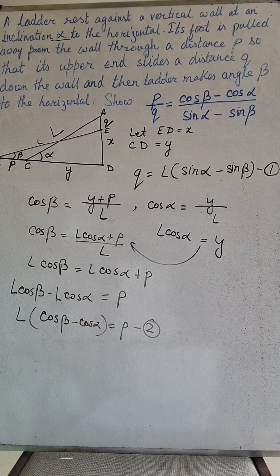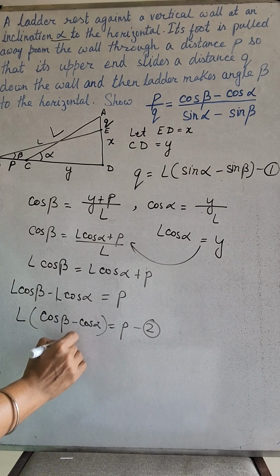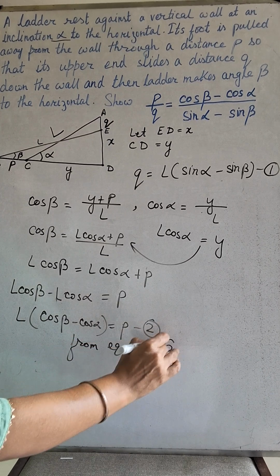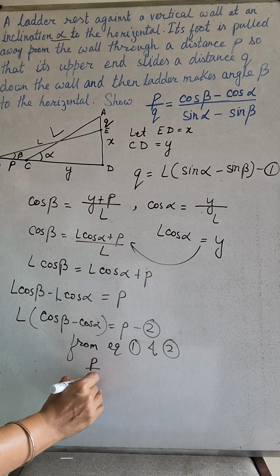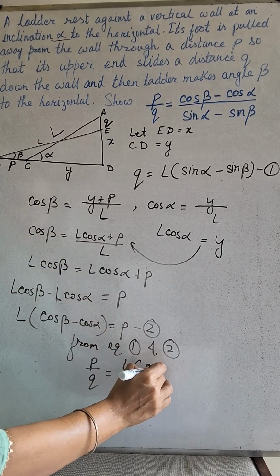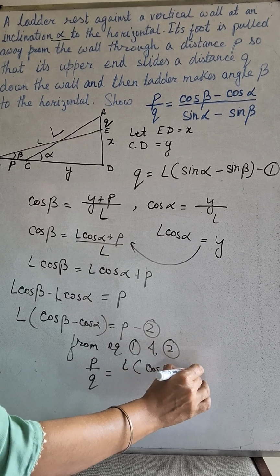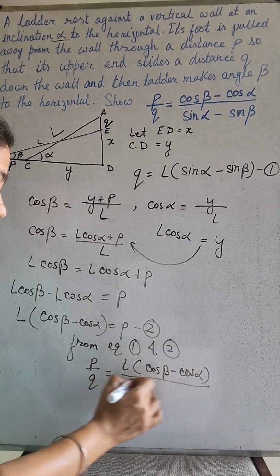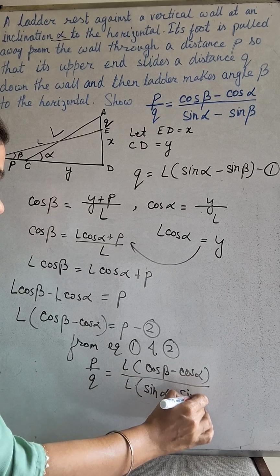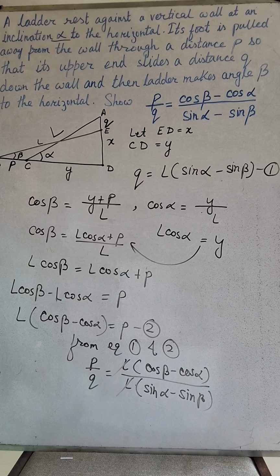Now the things are pretty clear that I need to just substitute the values of p and q and you will get the required relation. So from equation number 1 and 2, p by q will be equal to L times cos beta minus cos alpha divided by L times sine alpha minus sine beta. L gets cancelled and you get your required relation.